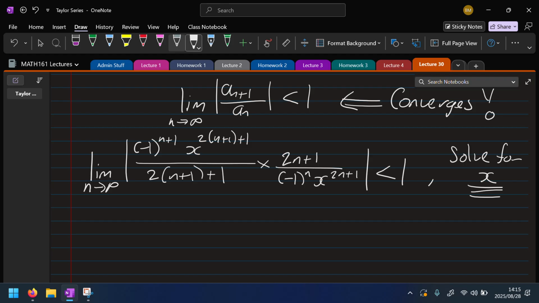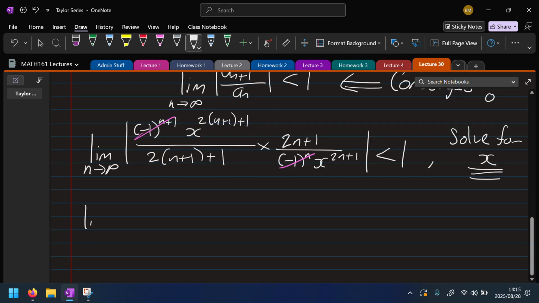Okay, now we just treat it as a normal limit problem. So first of all, we've got the absolute values. So the -1 at the top, -1 at the bottom, they can go. Absolute value will get rid of those. Okay. Then the n plus 1 brackets, we can expand that out.